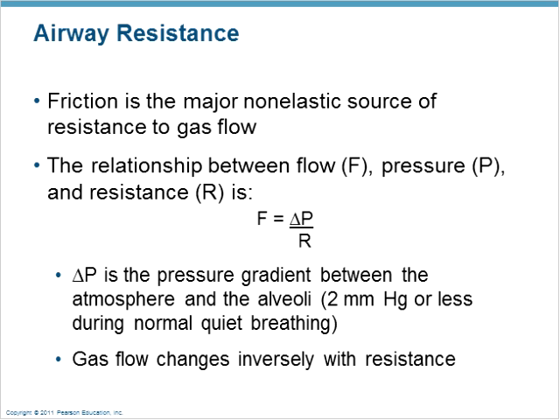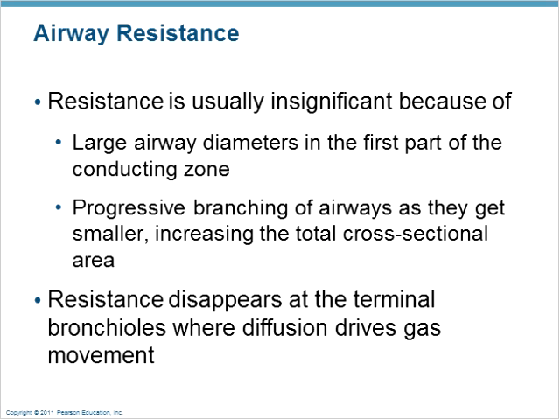The relationship between flow, pressure, and resistance is as follows. Airflow, or airway flow, if you will, is equal to the pressure gradient between the atmosphere and the alveoli, which is 2 millimeters of mercury or less during normal quiet breathing, over R, which is resistance. And that gas flow changes inversely with resistance. Resistance is usually insignificant.